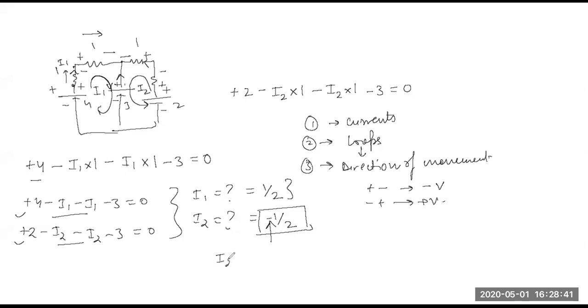So that means the final answer will be I2 is 1 by 2, and the direction will be reversed. Understood this thing? So you got the same answer. Both the methods, whether you're applying KVL or KCL, will give you the same answer. The only thing is whichever feels simple to you, you can apply that concept. Any question on this? We'll take up a few more examples, and we'll solve it using both the concepts, KVL and KCL both.